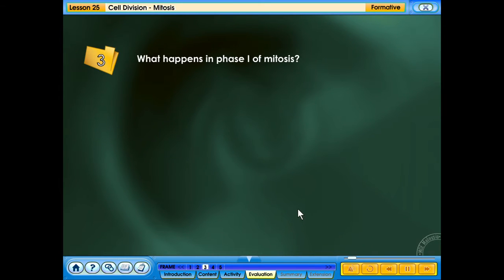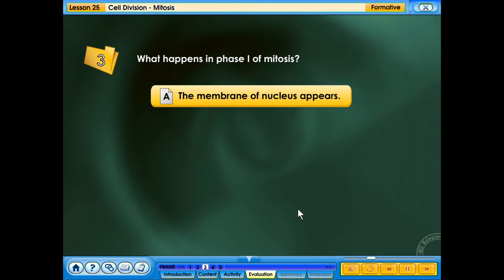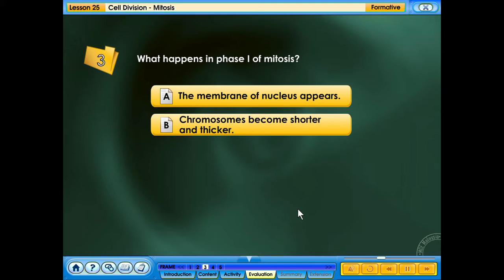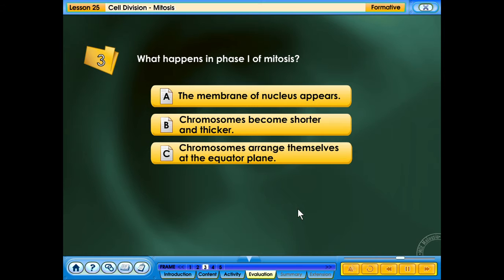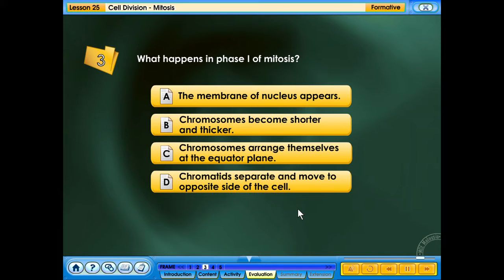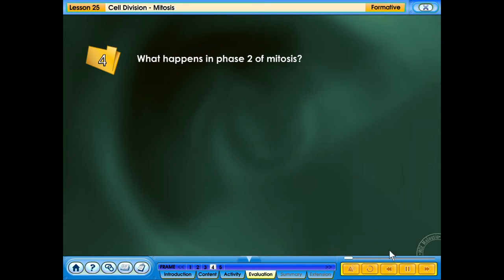What happens in phase 1 of mitosis? A. The membrane of the nucleus appears. B. Chromosomes become shorter and thicker. C. Chromosomes arrange themselves at the equator plane. D. Chromatids separate and move to opposite sides of the cell. Your answer is correct.